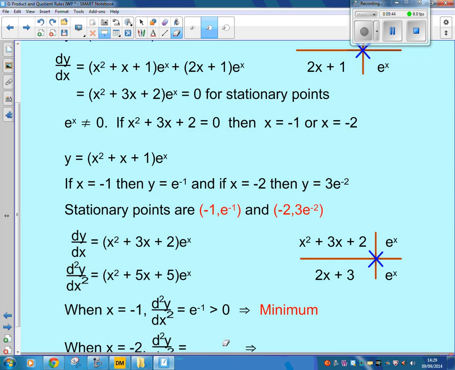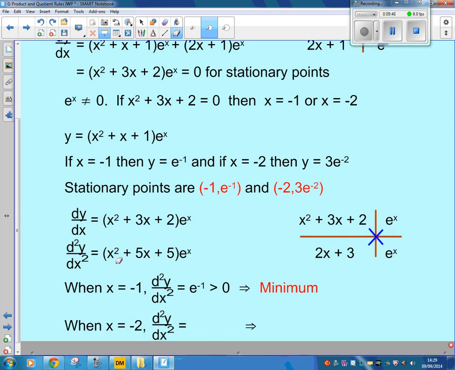When x is minus 2, your d2y over dx squared, minus 2 when you square it is 4. Minus 2 times 5 is minus 10, plus 5. So it's 4 minus 10 plus 5. That's minus 1 times e to the minus 2, which is minus e to the minus 2. Well, e to the minus 2 is 1 over e squared, so minus e to the minus 2 is minus 1 over e squared, which is negative. That makes that a maximum. So you've got a minimum at minus 1, e to the minus 1, a maximum at minus 2, 3e to the minus 2.